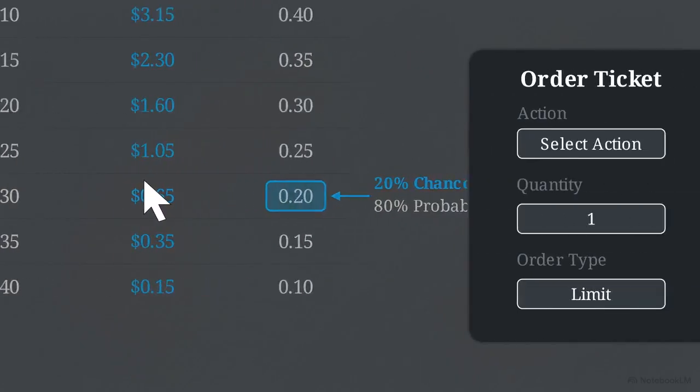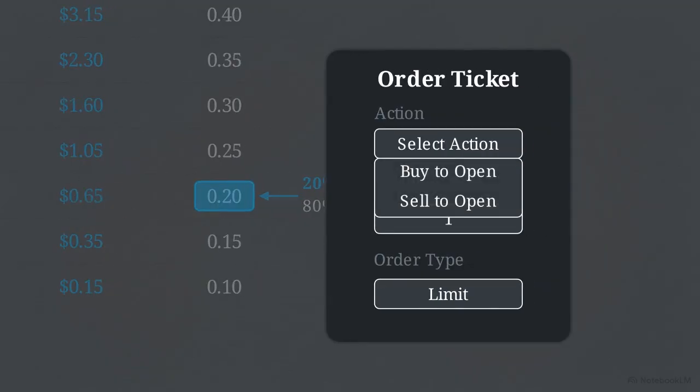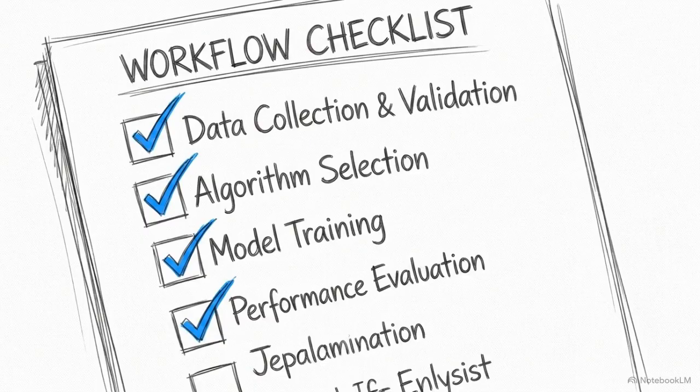Click the premium value in that row to build your order. Pause right here. Verify the action says Sell to Open. Clicking Buy by mistake is a common error that completely reverses the math of the trade. Selecting strikes based on delta replaces emotional guesswork with statistical range, establishing a repeatable, probability-based process for every trade.